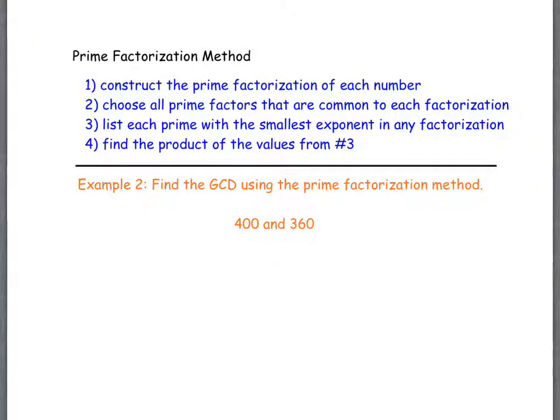Prime factorization method is another method. Now this sort of beckons us back into section 4.2 where we were finding prime factorization for numbers. You'll see that I purposely chose numbers that are a little bit larger for us to work with, because that's the kind of numbers you would see used for this method. 400 and 360. All right, so what we need is to list out the prime factors. We need the prime factorization.